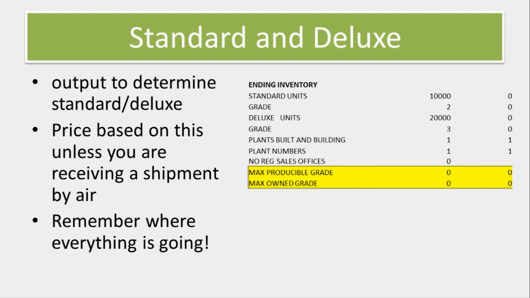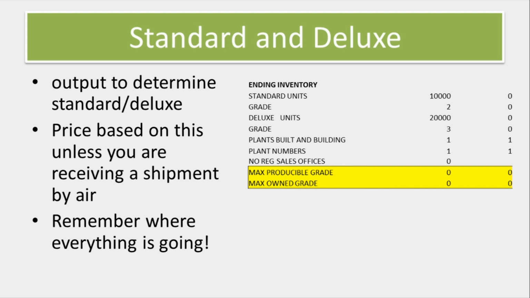So if you're pricing to sell X right now, you would set a standard price for your grade 2s and a deluxe price for your grade 3s. Okay? So you're going to base your price on what's in your output at this particular point in time.